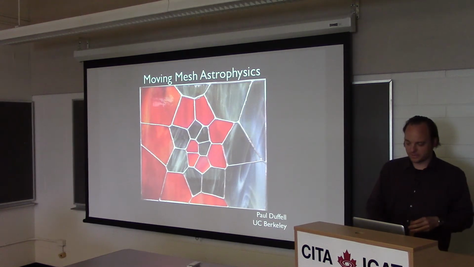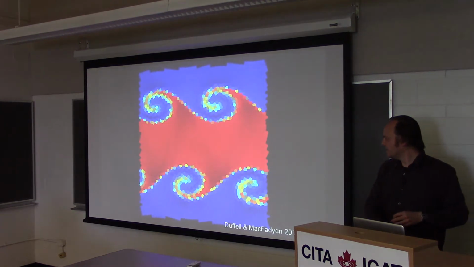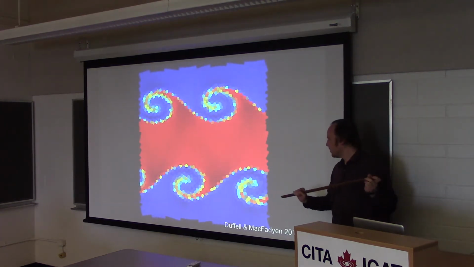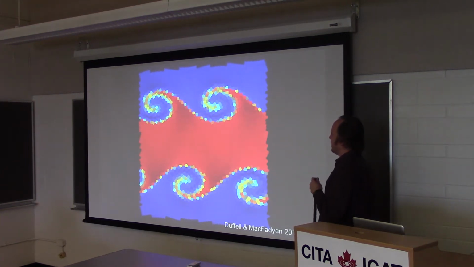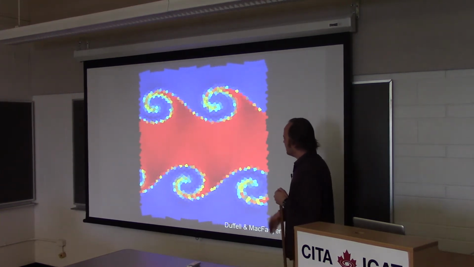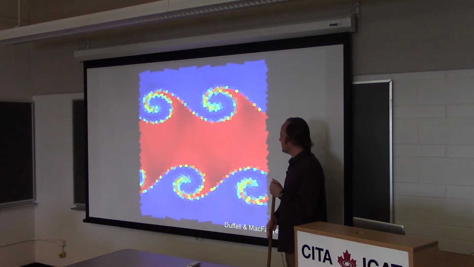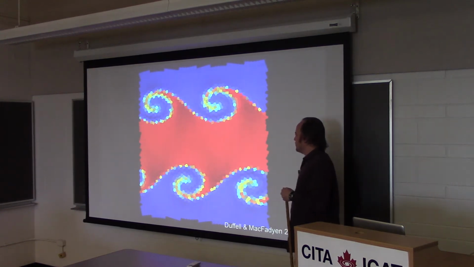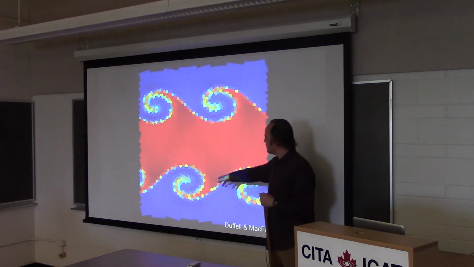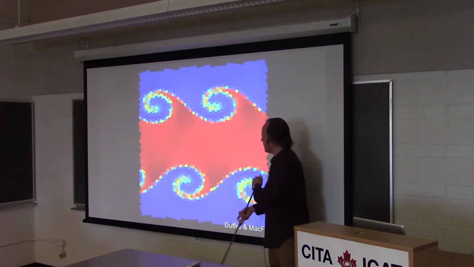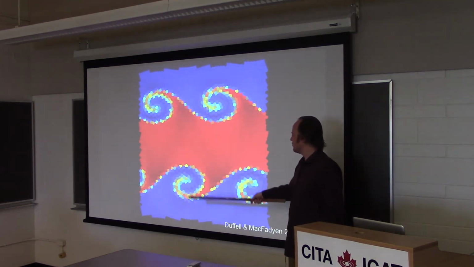So I'll show you an example of that. This is a well-known fluid instability known as the Kelvin-Helmholtz instability. So the color just represents density. So the red is high density and the blue is low density. We have the high-density fluid moving to the right and the low-density fluid moving to the left. And you just introduce some perturbation and it grows and you get these nice vortices that form.